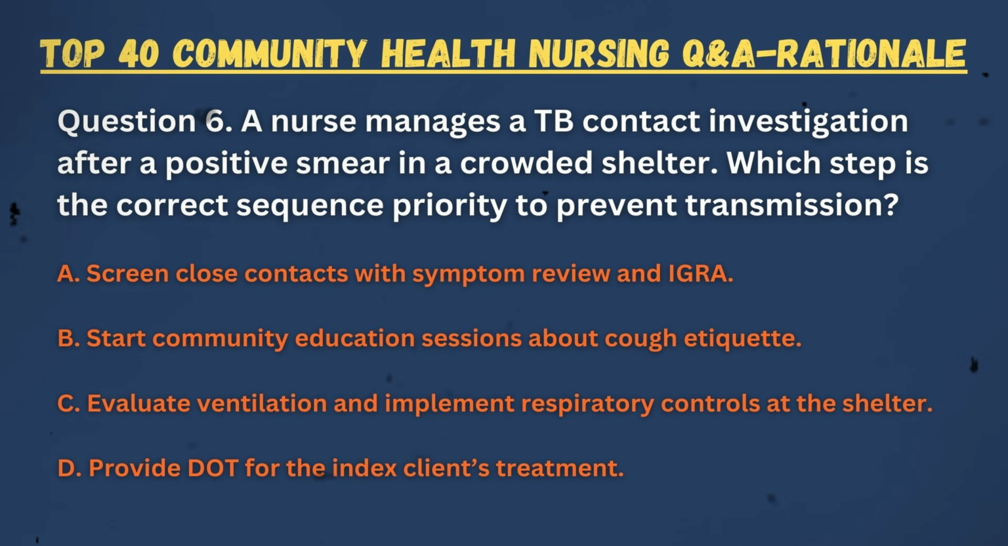Question 6. A nurse manages a TB contact investigation after a positive smear in a crowded shelter. Which step is the correct sequence priority to prevent transmission? A. Screen close contacts with symptom review and IGRA.